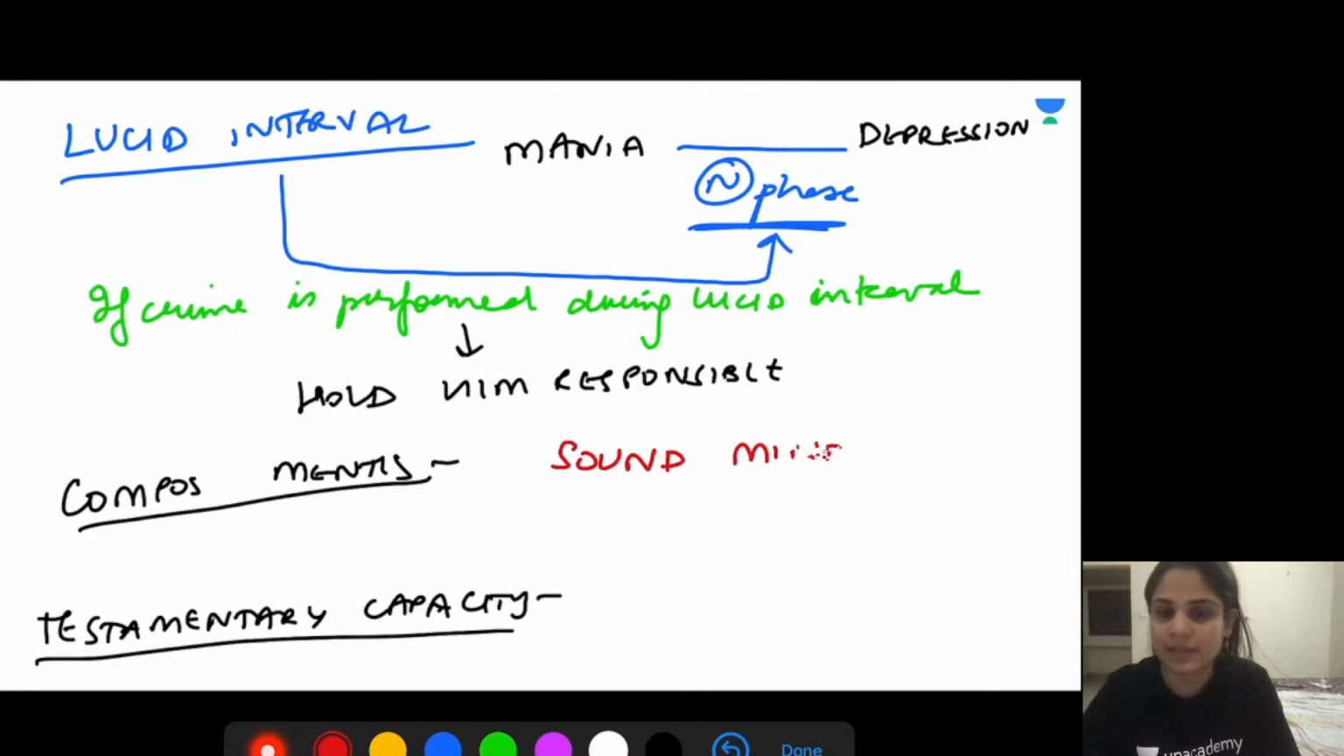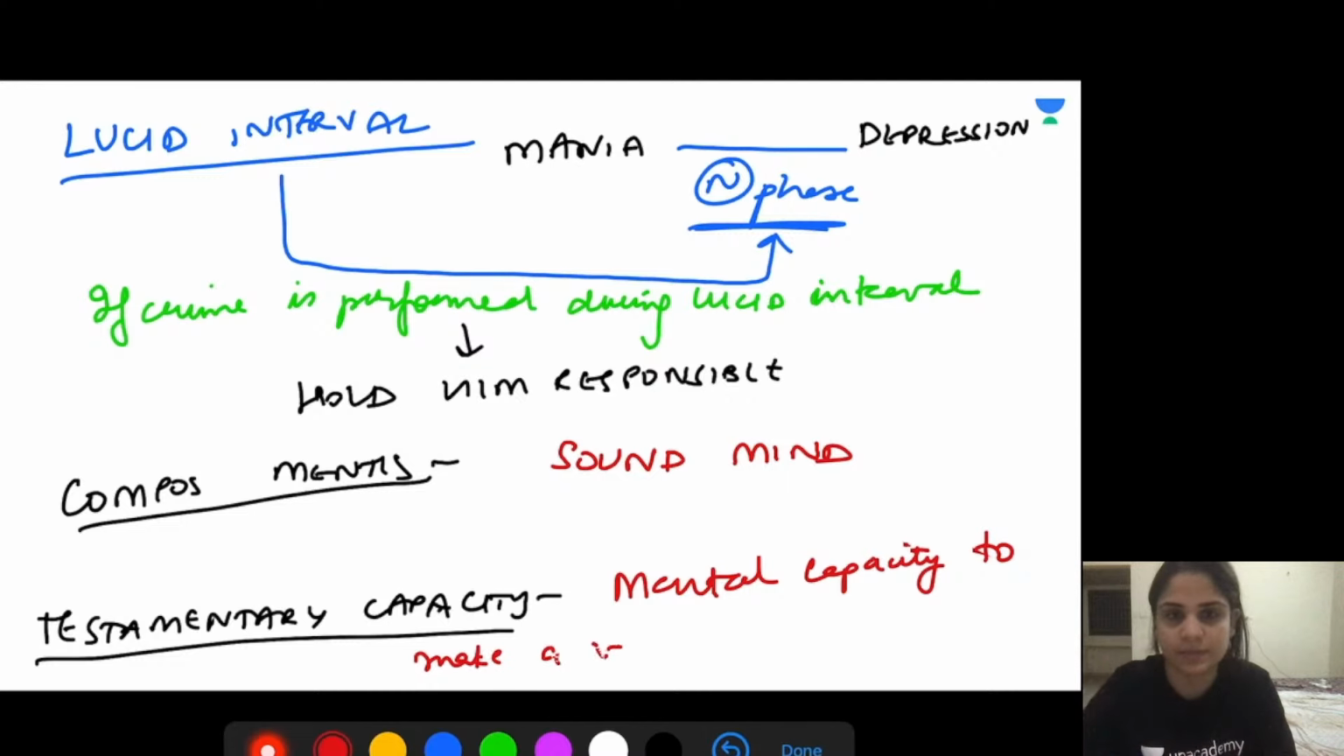And what is testamentary capacity? So testamentary capacity basically means that the person is so much of sound mind that he can make a valid will. Okay, so the mental capacity to make a valid will, that is called your testamentary capacity. Okay, and there is another term that comes, and that is holographic will. What is holographic will?